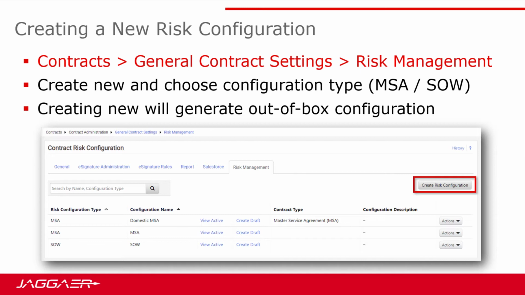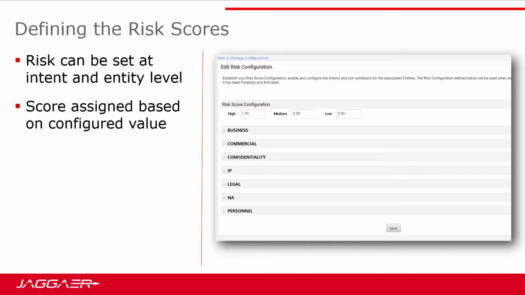Creating a new one will generate the out-of-box configuration. So whatever configuration type you choose, MSA or SOW, will determine what intents and entities are included. Once the risk configuration is created, you can define the risk scores, so you have full control over the scoring aspect of the risk analysis.